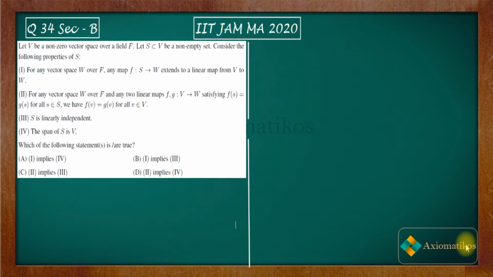So we are here with problem 34 of your paper. This is a Section B problem and it is of linear algebra. So let us have a look.